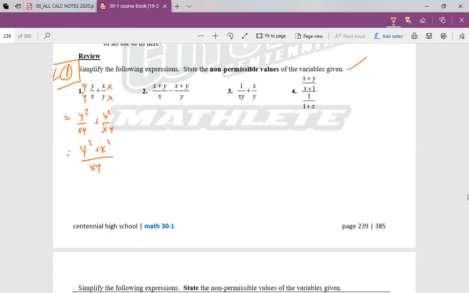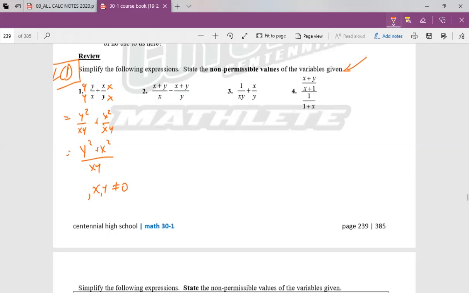Another piece of this is we need to state non-permissible values. What can x be? What can y be? What is allowed in this question? And so we would say, comma, x and y cannot equal 0. That would make the denominator 0. Bad things happen. We can't have that.